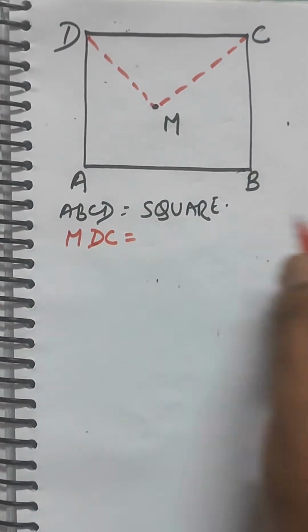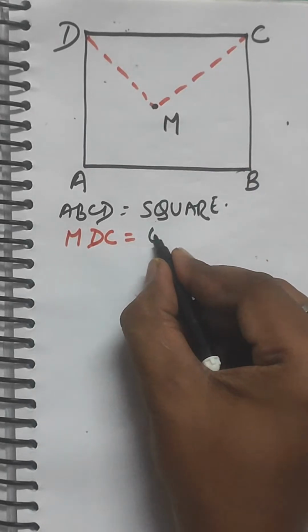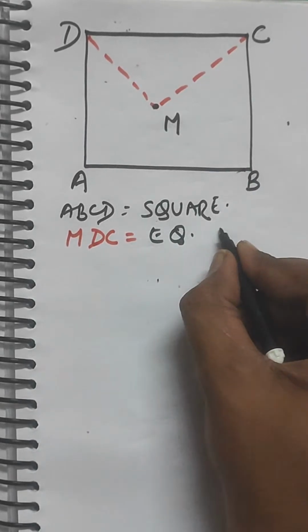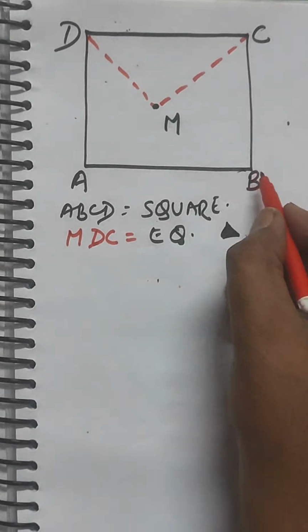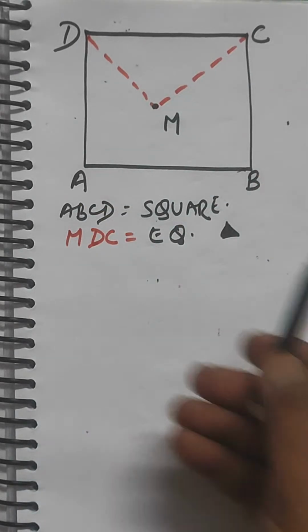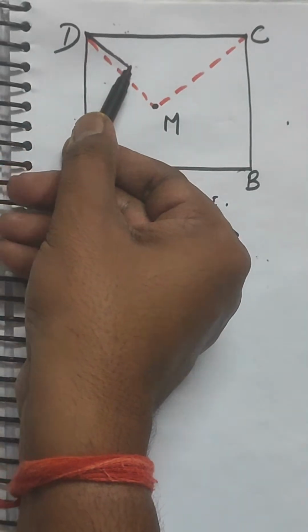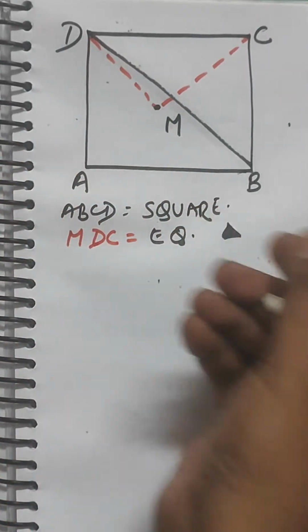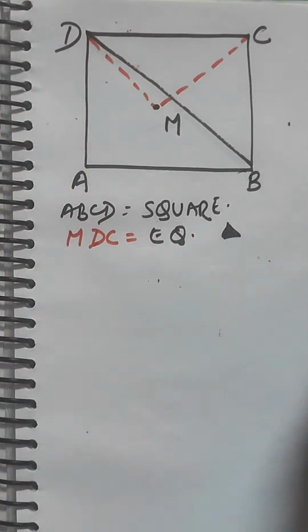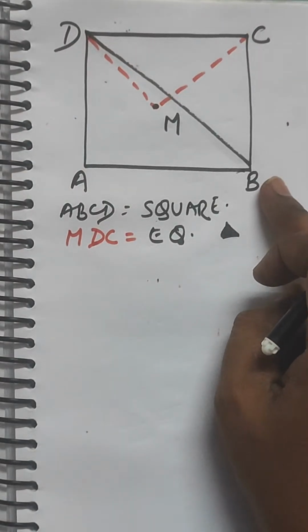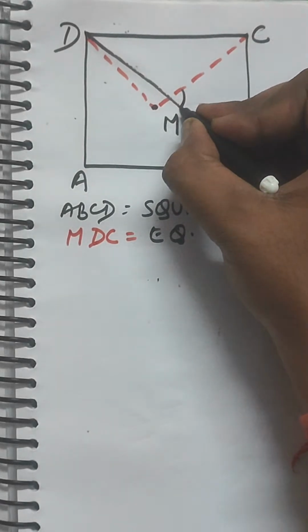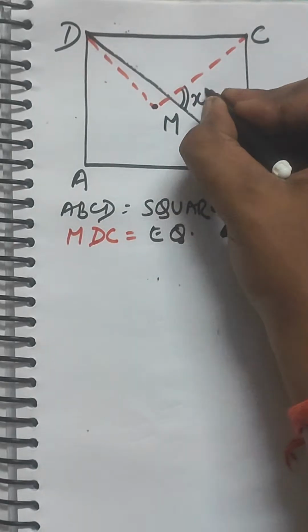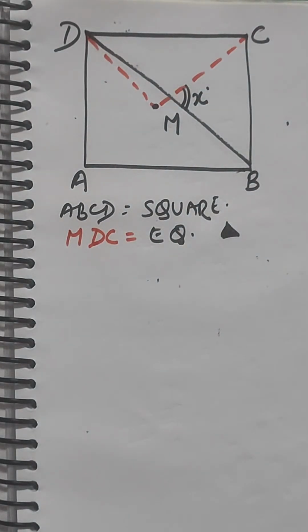MDC is an equilateral triangle, right? Now here BD is the diagonal. In this question we need to find the value of angle X, when X is this one. We need to find the value of X, right?